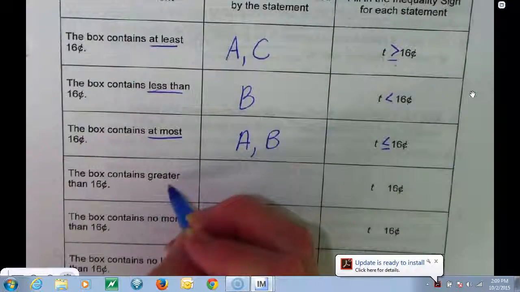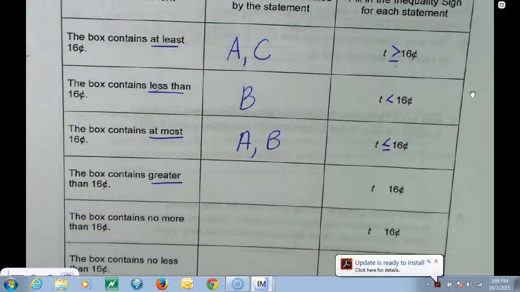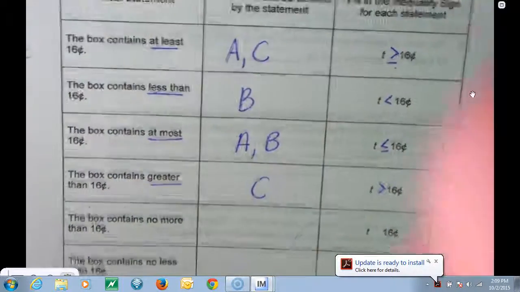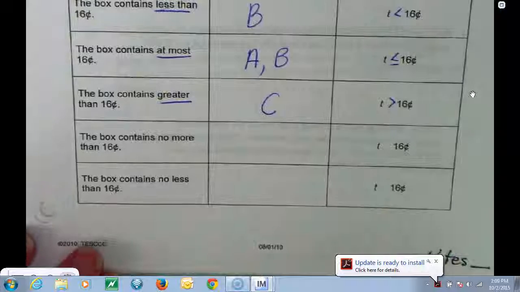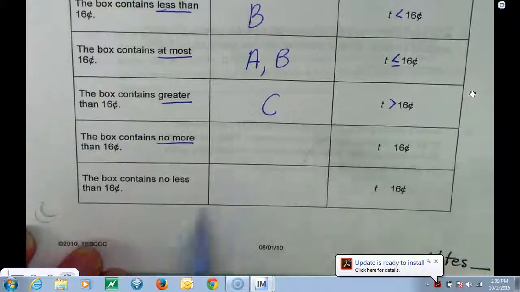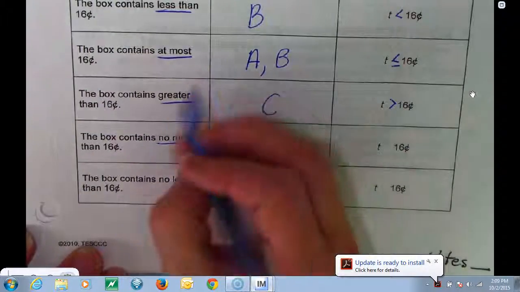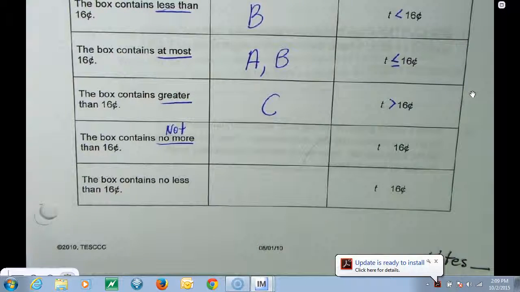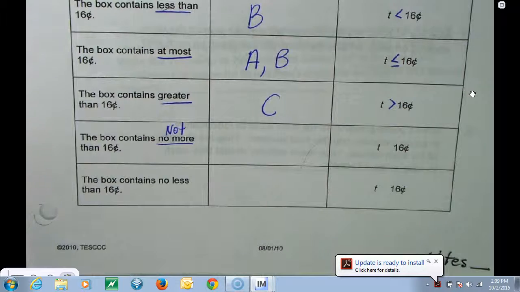Okay, the box contains greater than 16. C, and just your greater than symbol. That one's easy. The box contains no more than 16 cents. Now, a lot of people get it with me saying no more. They get that. But I add not, and more people get that. The box contains not more than 16 cents.